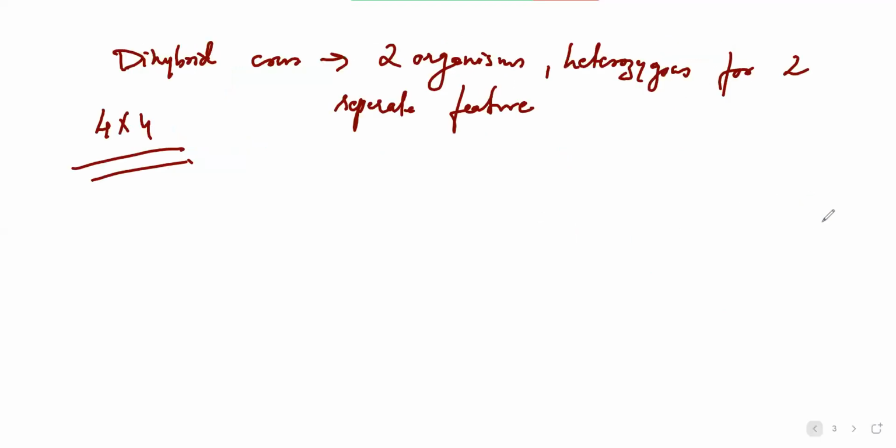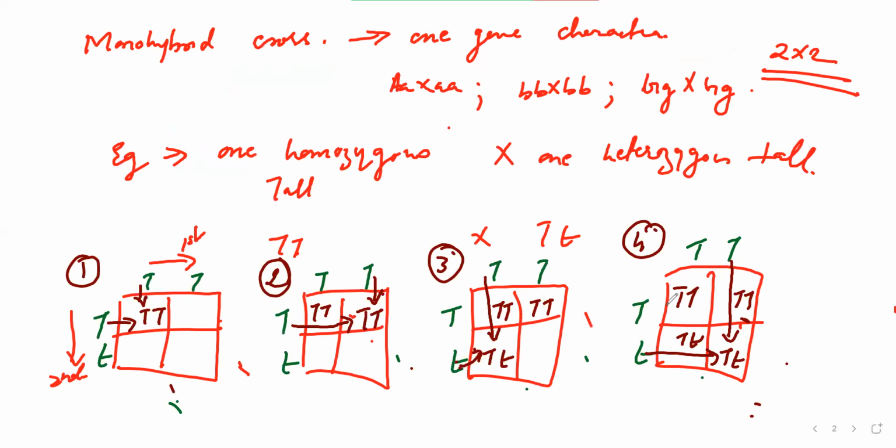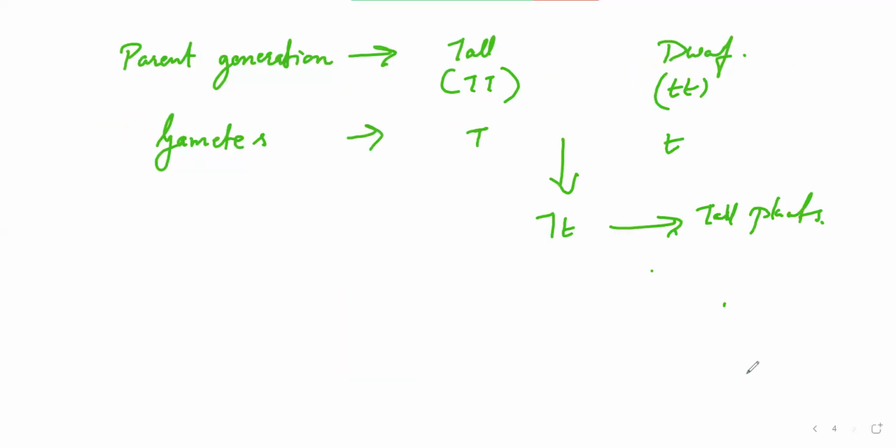Okay, because if you see over here, capital T is there everywhere. So all I am getting is what? Tall. Okay, so this particular thing which I have got is the F1 generation. F stands for filial. So this is the first filial generation.